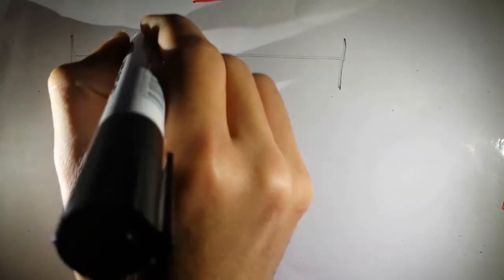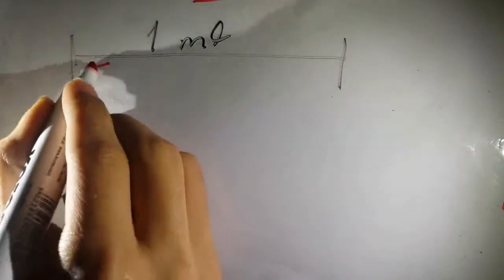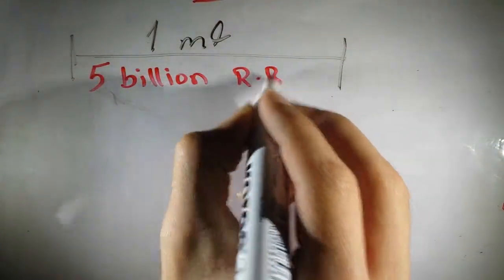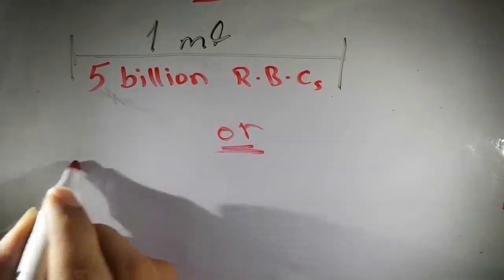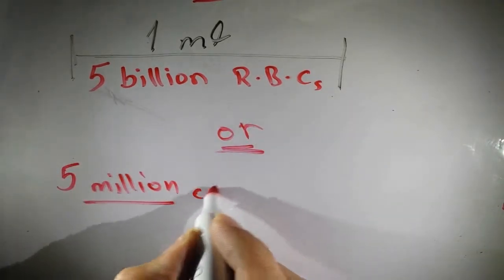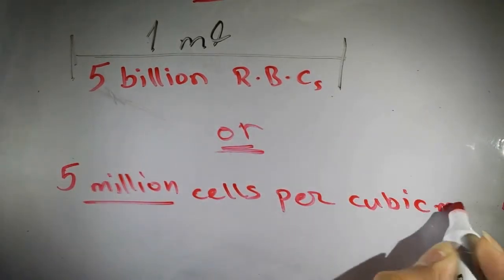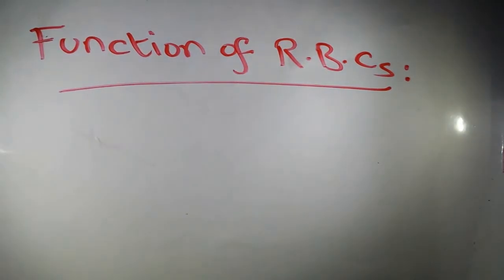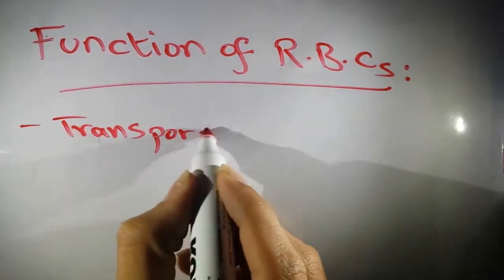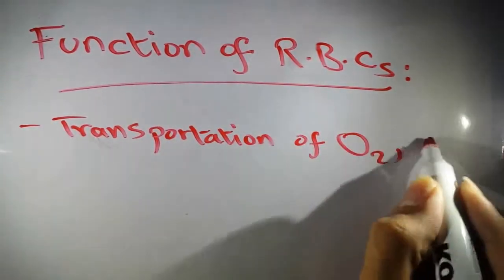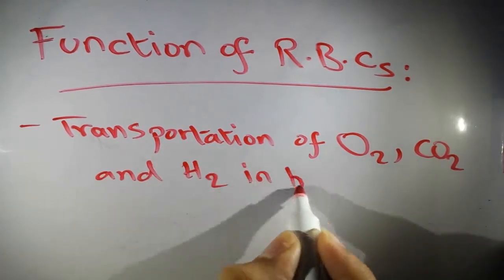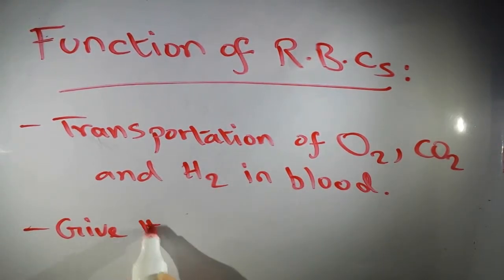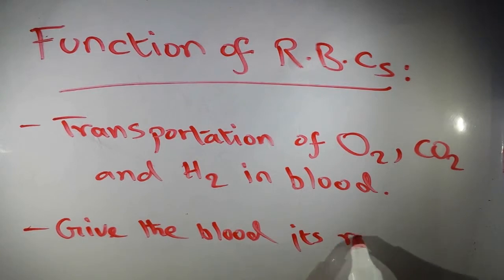Okay, let's start. Actually, each cubic millimeter of our blood contains about 5 million erythrocytes on average, commonly reported clinically in a red blood cell count as 5 million cells per cubic millimeter. Regarding the function of the RBCs, the main function is to transport oxygen and carbon dioxide, but in the form of bicarbonate, beside the hydrogen in the blood. Also, it gives the blood its reddish color.